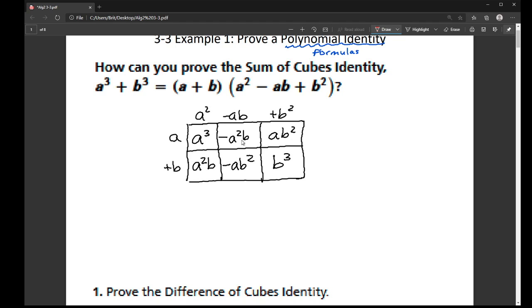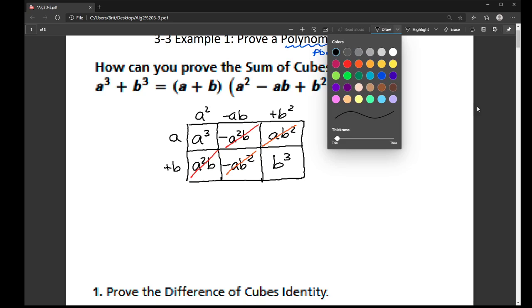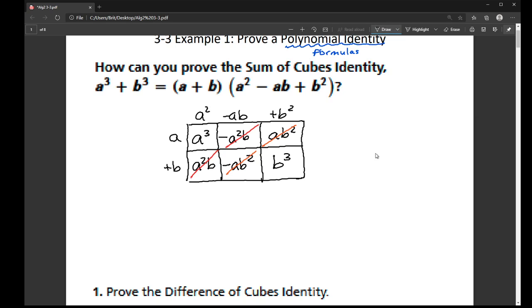Now check this out. I have a negative a squared b and a positive a squared b. So these two boxes are actually going to cancel each other out. The same thing applies here. I have ab squared that's positive, and I have a negative version of it here. So these two boxes cancel out. So the only boxes that are left, or my product here, is the a cubed and the b cubed. And so there's our proof that it works.